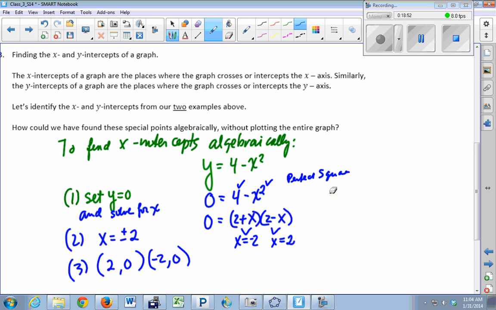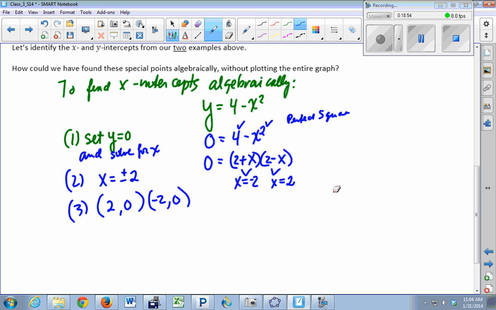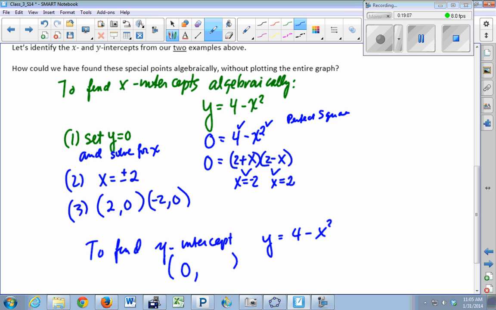Okay. How about when we want to find the y-intercept? Someone else? How do we find the y-intercept? William? You set x equal to 0, because your y-intercept has x 0, and then you solve for y.